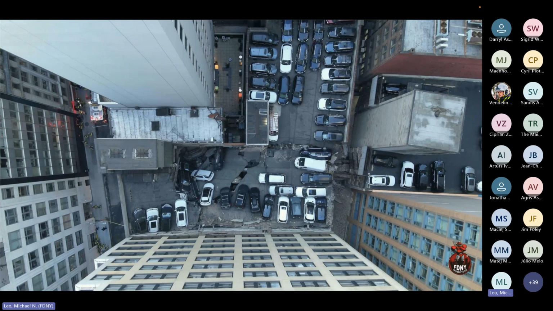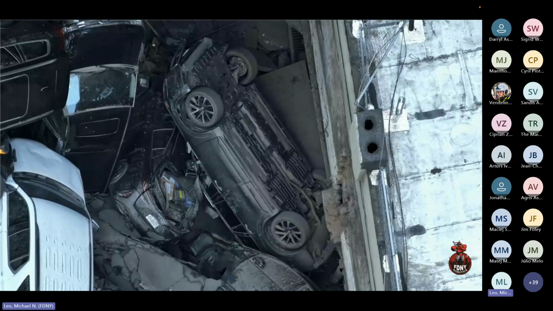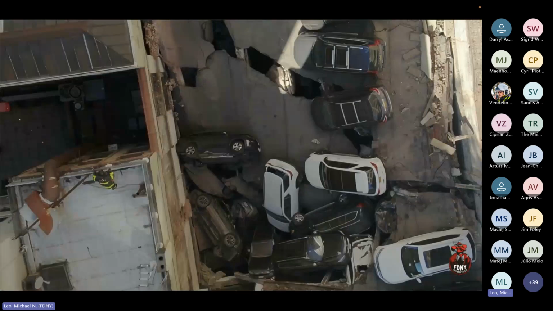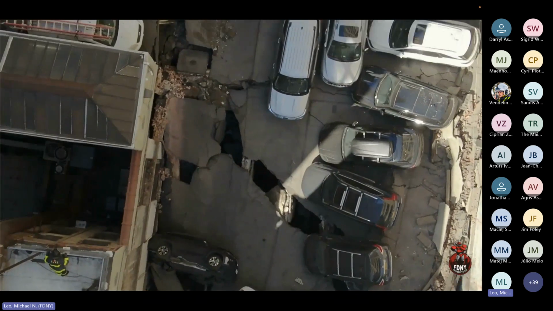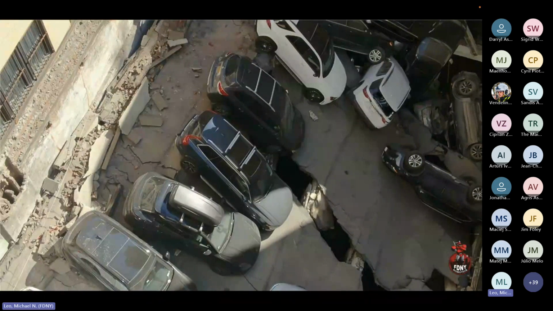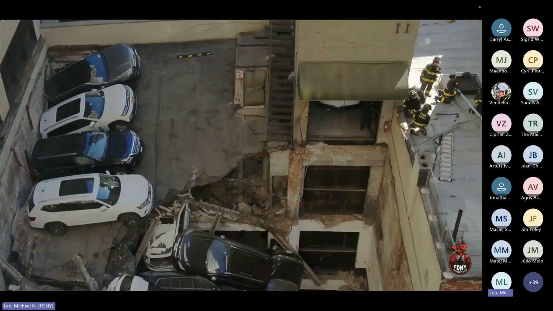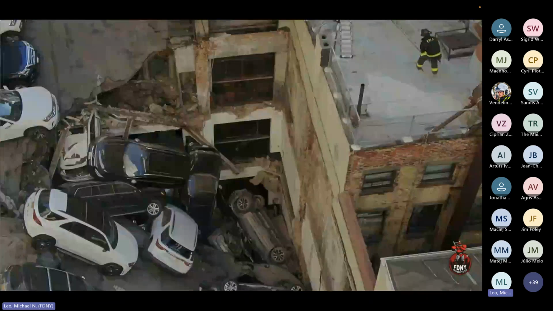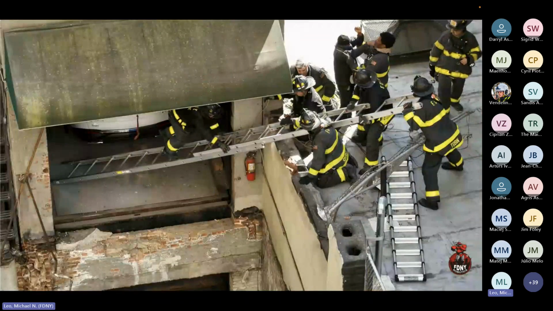And like I said, there's much bigger buildings all around it. It was a parking garage, and luckily there was only one fatality because this could have been a lot worse. The teams on the ground did make one save, which you'll be able to see in a minute. You could see that guy stranded in there, and they were able to get him out.